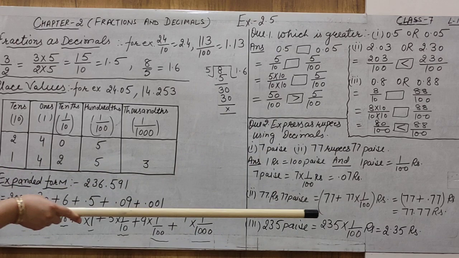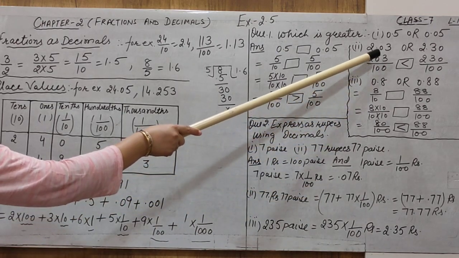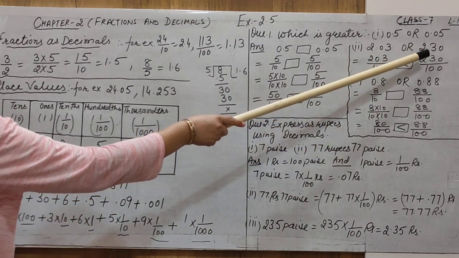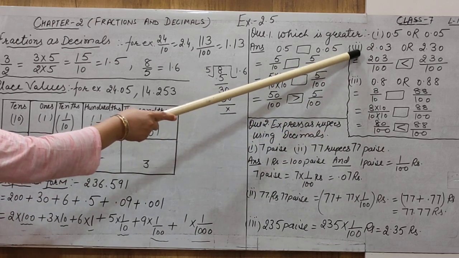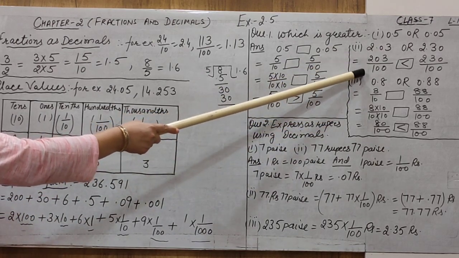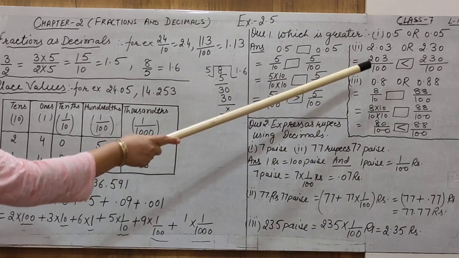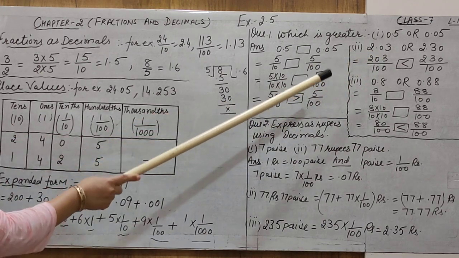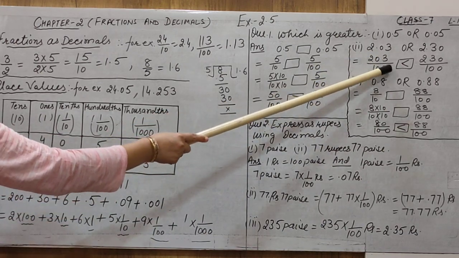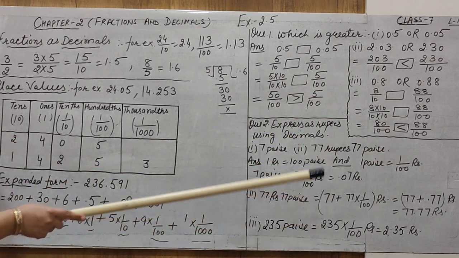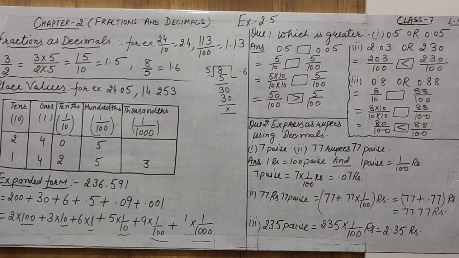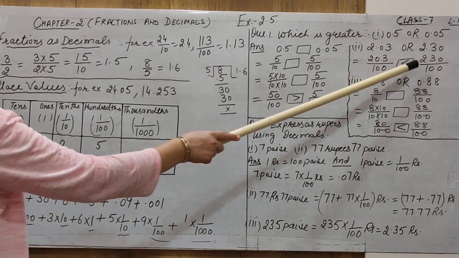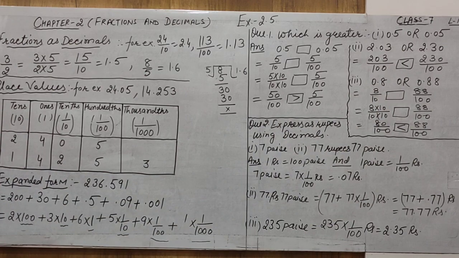Let us take a few more examples. The second question is 2.03 or 2.30. Compare these two numbers. Now what is the process? As I told you, change the decimal numbers into fractions. After the decimal there are two digits, so we write 203 divided by 100. In a similar way, 2.30 also has two digits after the decimal, so we write 230 divided by 100.